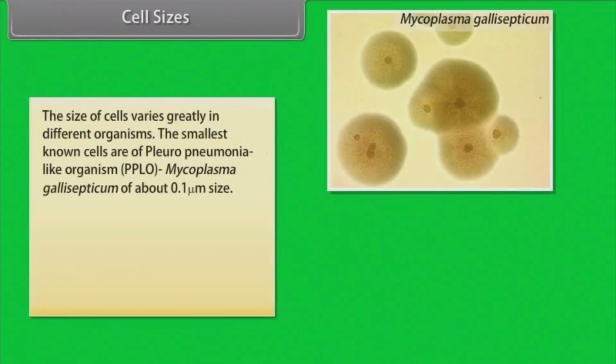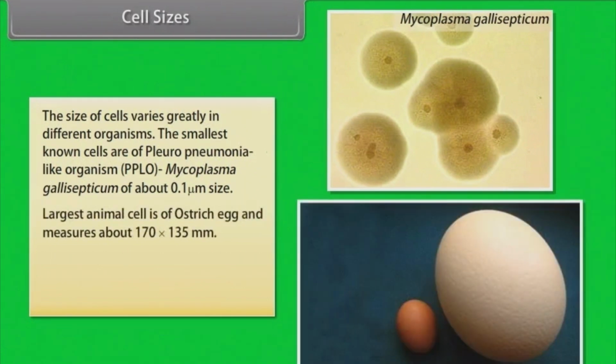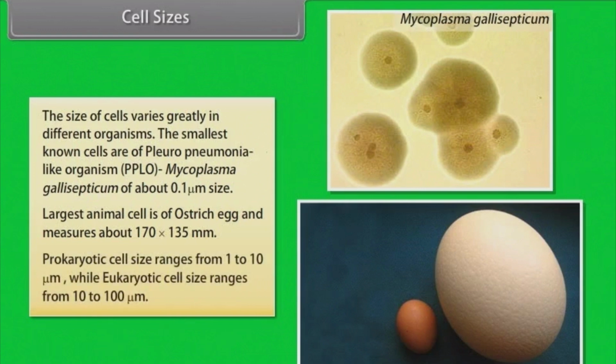Cell sizes. The size of cells varies greatly in different organisms. The smallest known cells are of pleuropneumonia-like organism, that is PPLO, Mycoplasma gallisepticum, of about 0.1 micrometer size. Largest animal cell is of ostrich egg and measures about 170 by 135 millimeter. Prokaryotic cell size ranges from 1 to 10 micrometer, while eukaryotic cell size ranges from 10 to 100 micrometer.